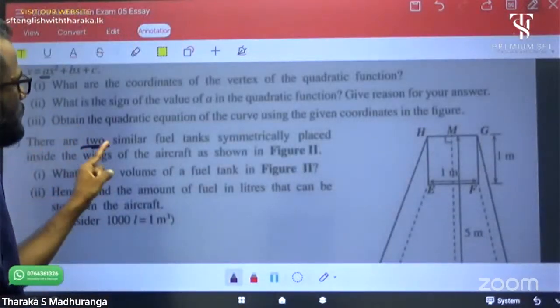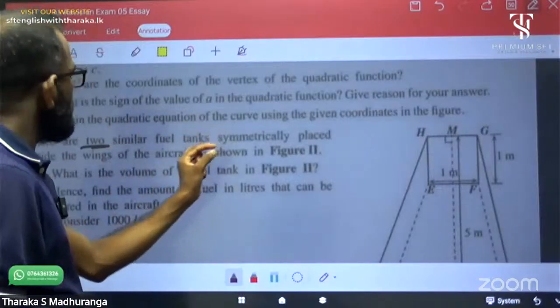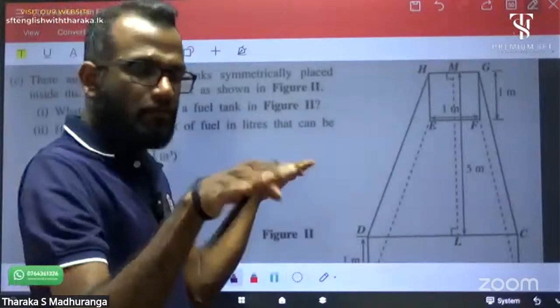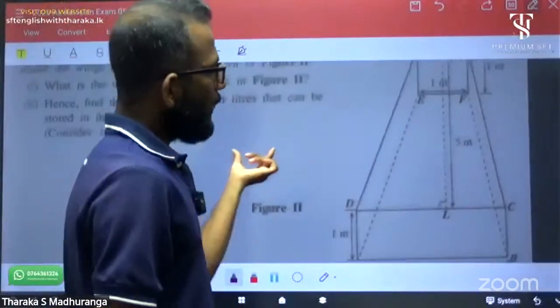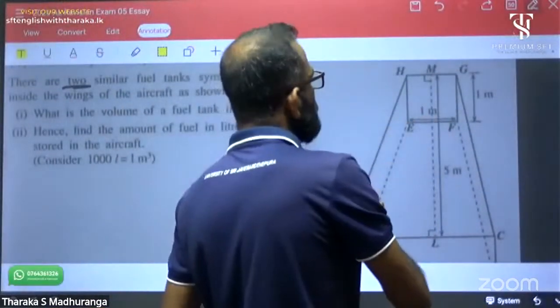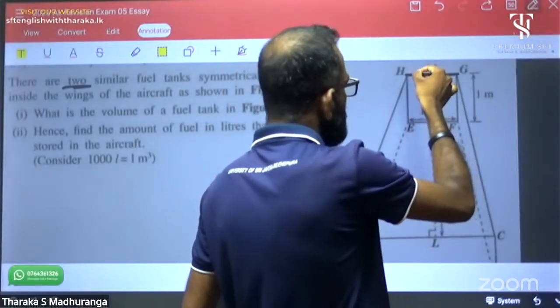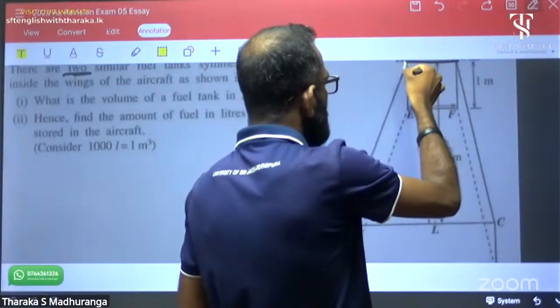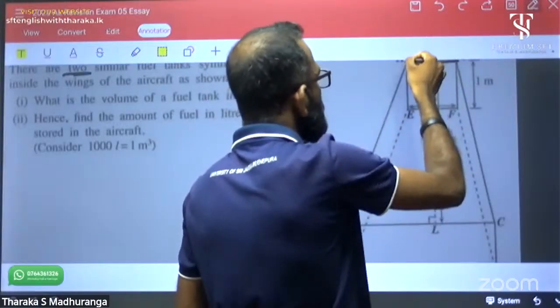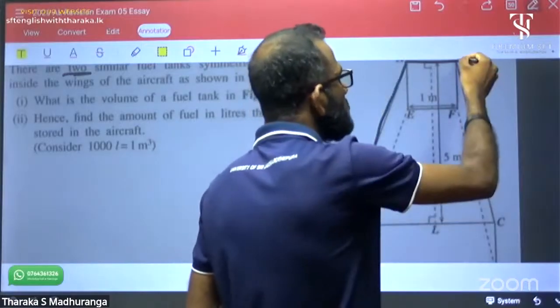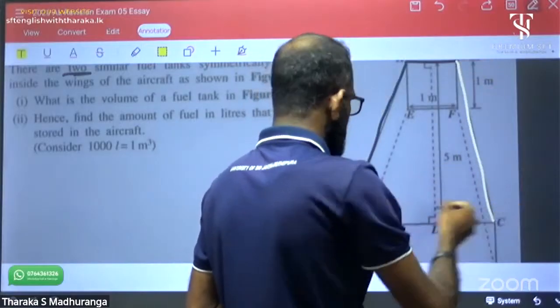See, there are two similar fuel tanks symmetrically placed inside the wings. This is the shape, and it's actually uniform. Understand? Think of this as a uniform cross section. What is the shape? I always tell you exam questions focus on trapezium shapes. It's a trapezium, right?